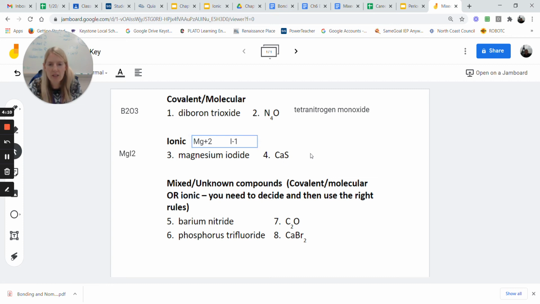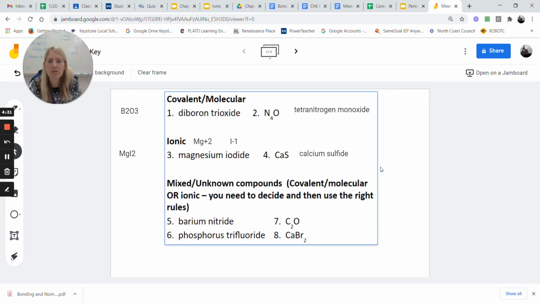The other ionic compound we have says CaS. So we are just naming it. Ca is calcium. S is sulfur, which we turn into sulfide. And we will not use prefixes because they are ionic.